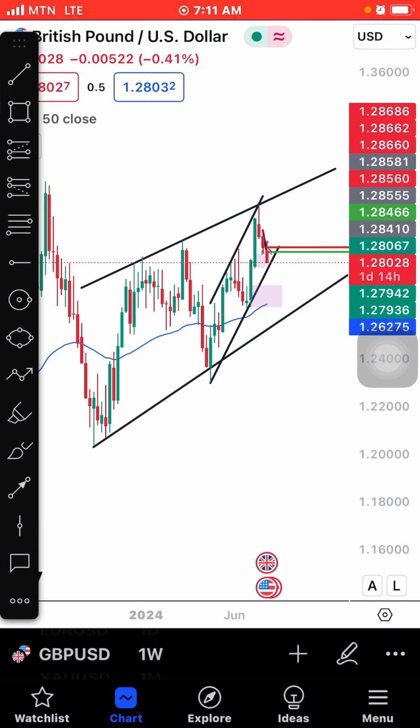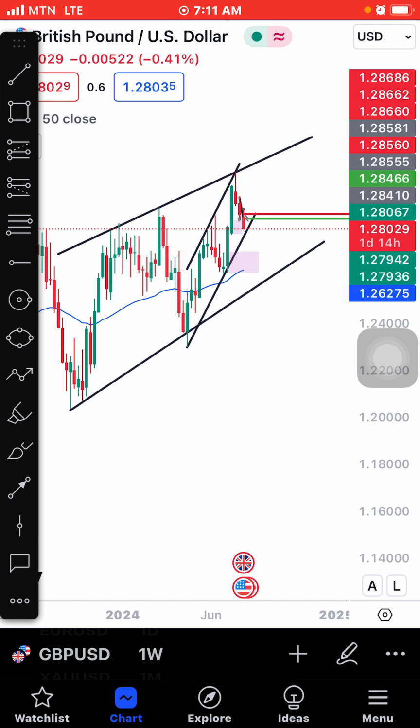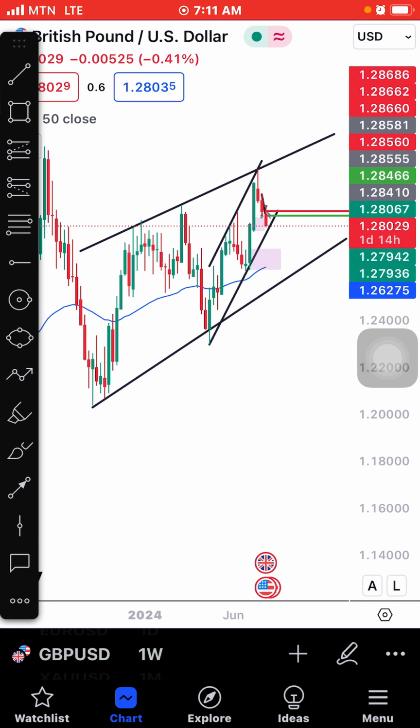Today we are going to look at GBPUSD. We are going to review a trade that I took this week on Tuesday to see what my thought process was going into that trade.